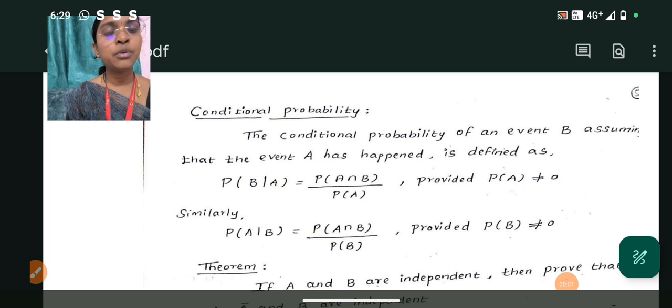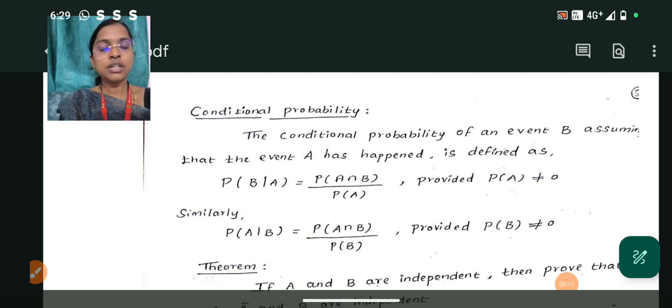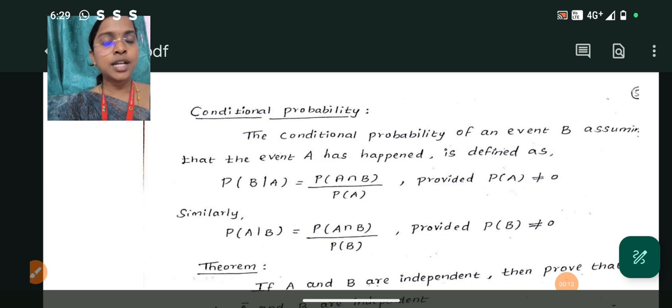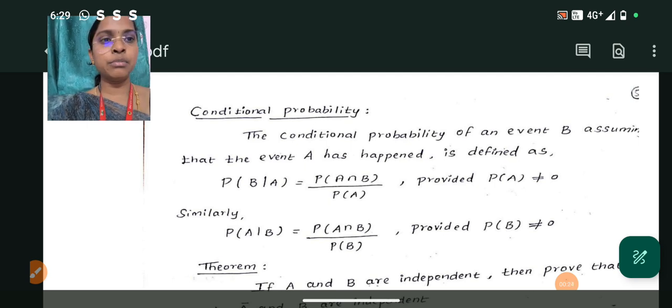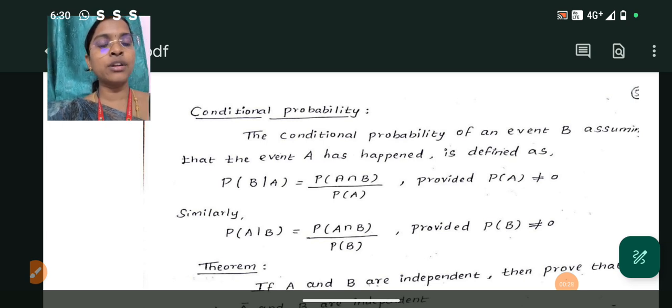In this video, we are going to see what is conditional probability and a few more problems using conditional probability. The conditional probability of an event B, assuming that the event A has happened, is defined as probability of B given A is equal to probability of A intersection B divided by probability of A, provided that probability of A is not equal to 0.